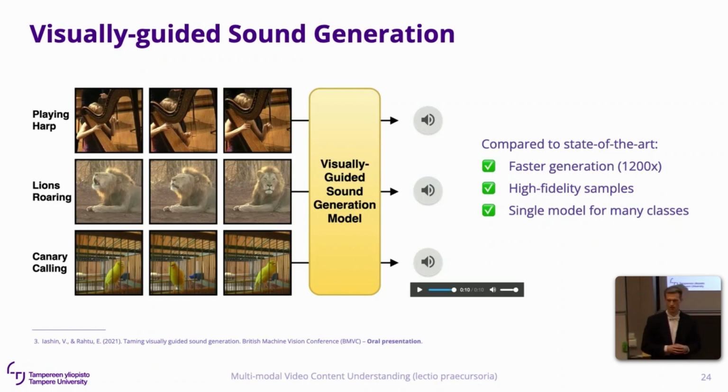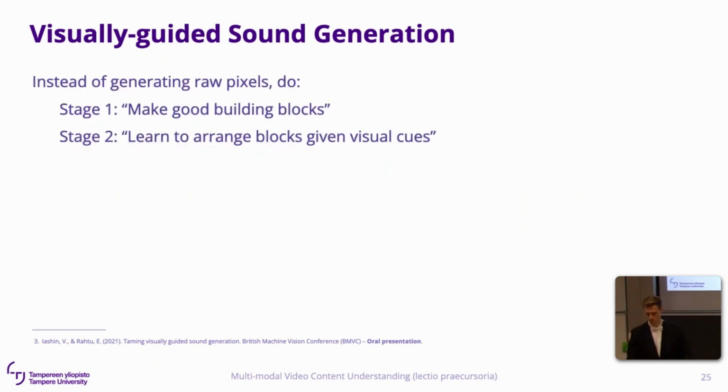Compared to the state of the art, our model was faster, better, and you no longer need to train a single model per class because one model supported them all. How do we achieve this? Instead of modeling raw spectrogram pixels, we factorize the problem into 2 stages. First, we make good building blocks, and on the second stage, we pick building blocks and arrange them in a meaningful way given some condition, let's say visual cues or a class.